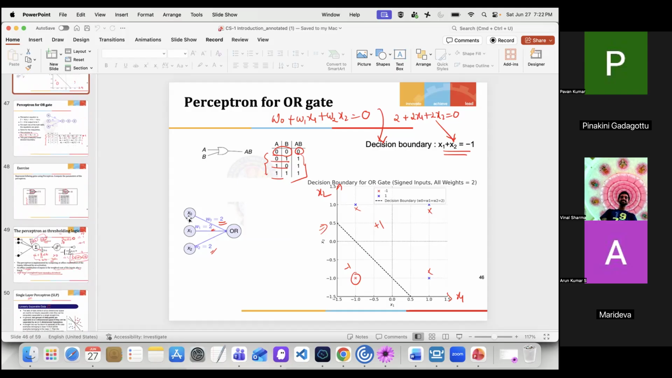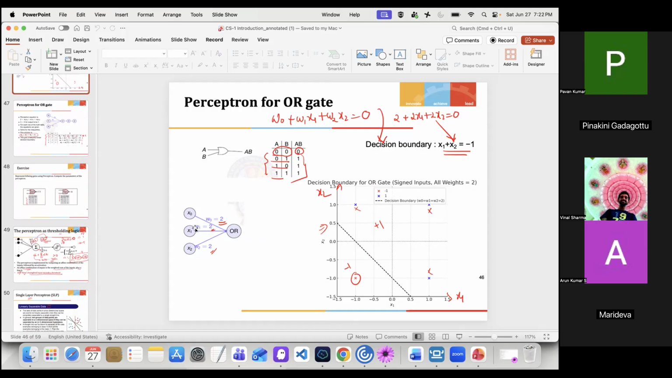So what happens is that, say here, x0 is always 1. Forget about that because that's a bias. So now x1 and x2 are these values: 0, 0, 0, 1, or 1, 0. So when you pass 0, 0, your OR gate should give 0. So the perceptron should give 0.